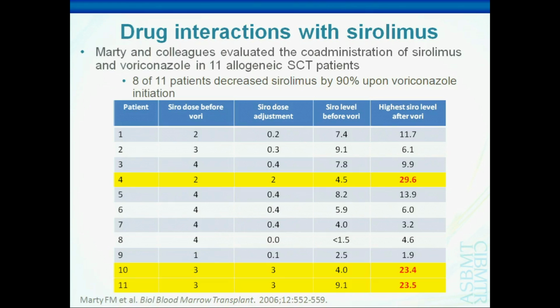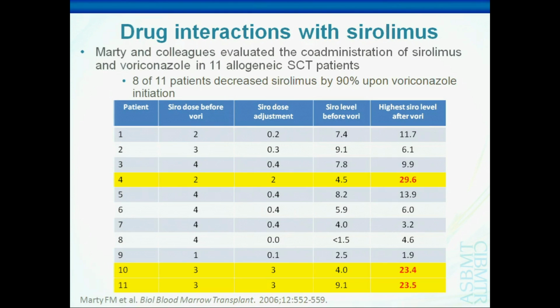The adjustment decreased by 90%. Their level before, 7.4. Afterwards, a little bit higher, but not significantly different. And you can go through each line and you see about the same in regards to levels. However, patients 4, 10, and 11 decided they weren't going to reduce their sirolimus dose, and there was quite a significant change in their level.